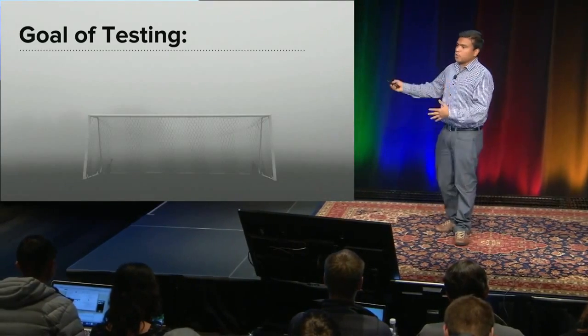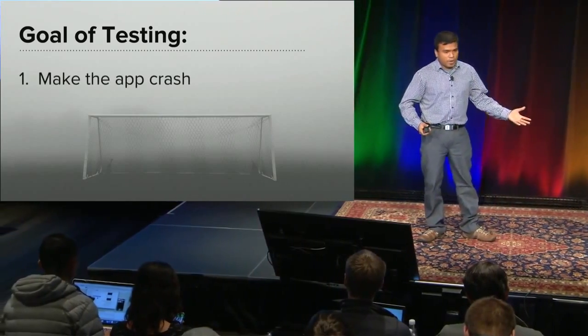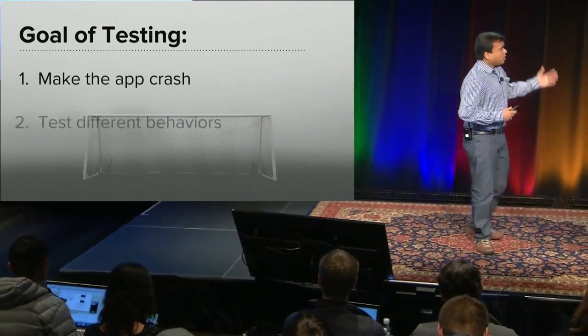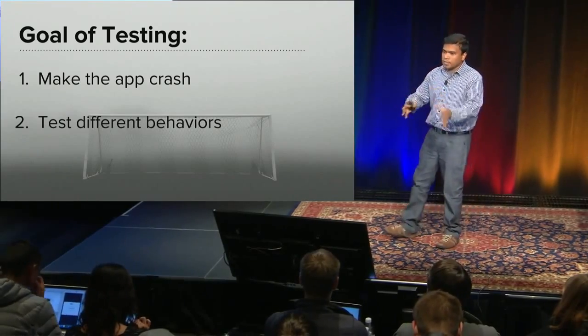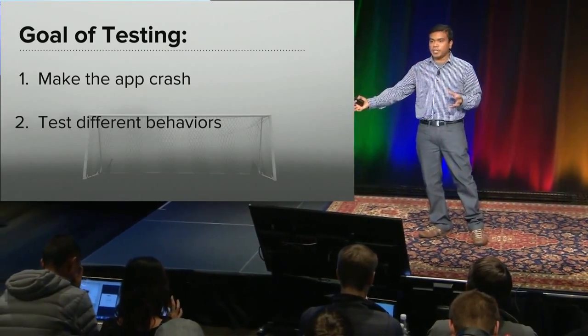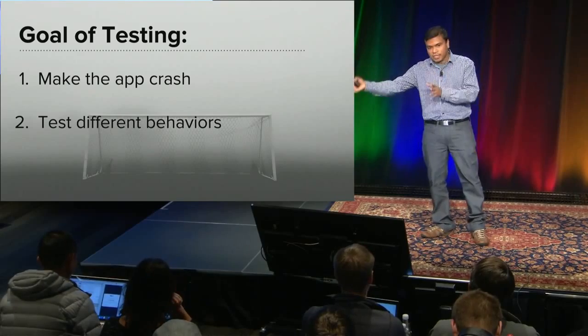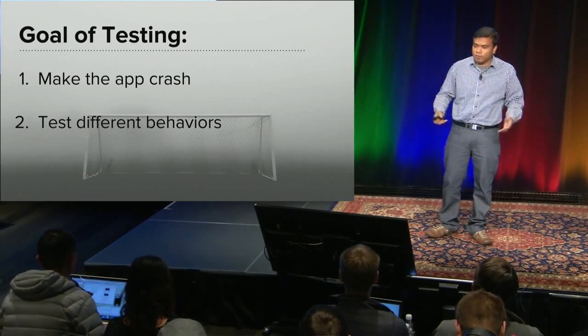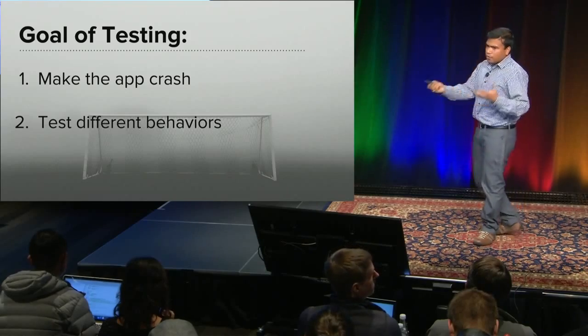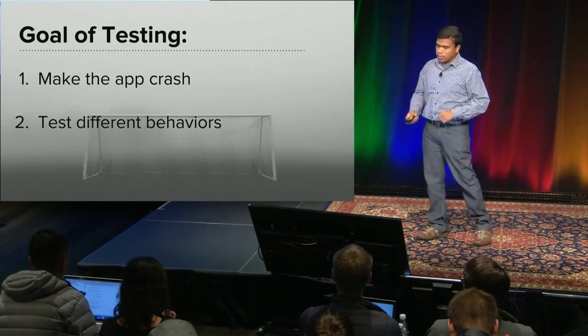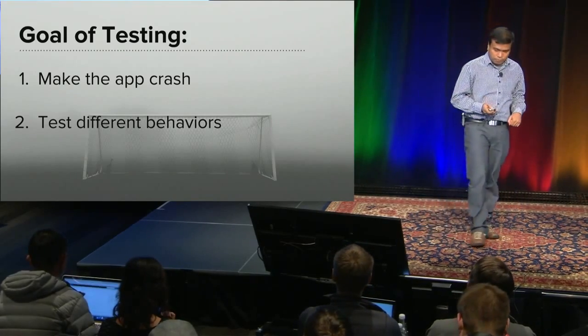The goal of such a robot would be to make the app crash, and also to exercise the different behaviors that are there in the app, right? So if the robot exercised a particular behavior or functionality of your app and could not crash that functionality, then you have at least some level of confidence, right? And for this, typically coverage is the way, or a proxy, to measure this kind of thing.